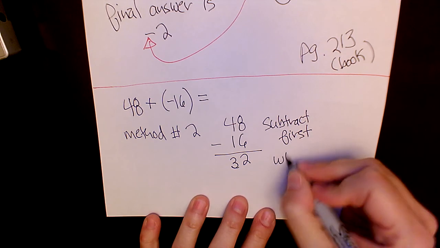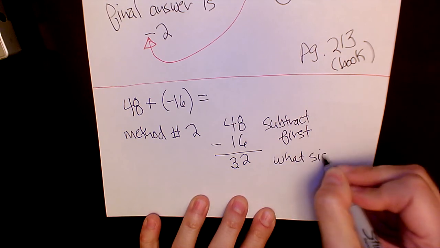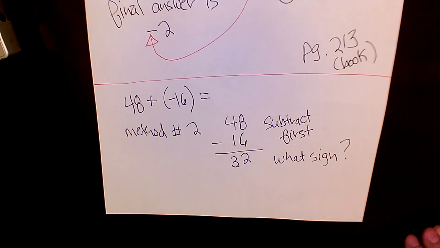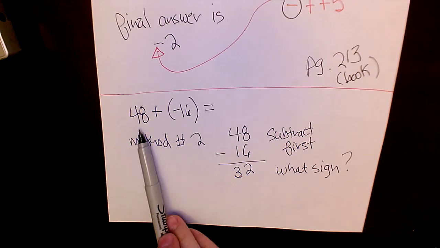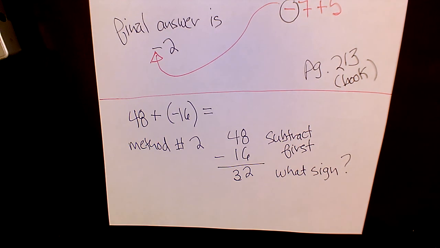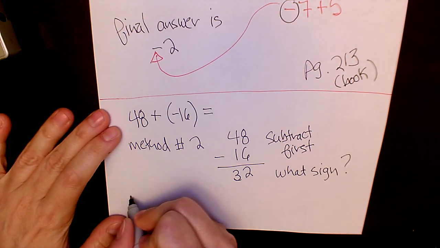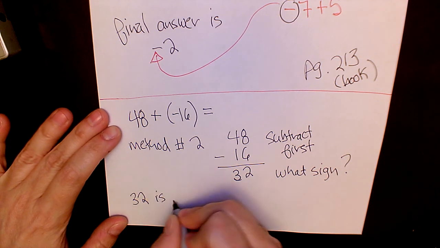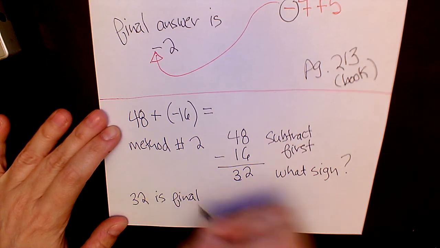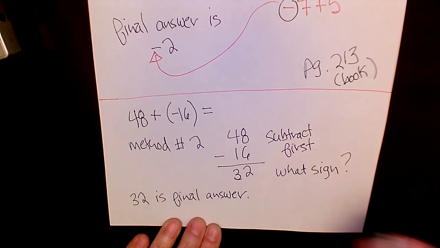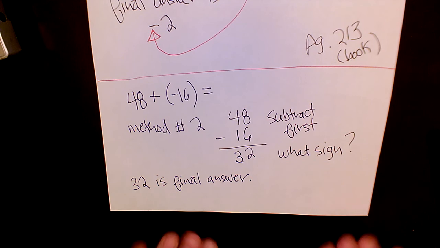Okay, and what sign? So the answer is going to be either positive or negative. So we've got 48 positives, and we've got 16 negatives. So who has more? Well, 48 has more. So the answer is positive, because 48 has more positives. So positive 32 is my final answer.